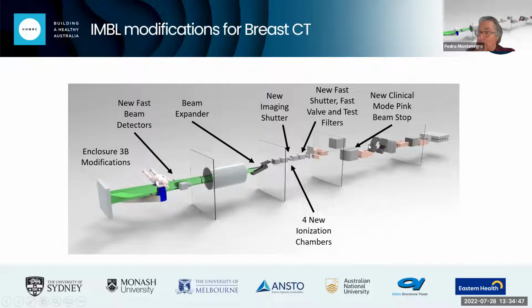So you could say it's not a very efficient system in terms of producing a lot of X-rays, but this is what we have to do in order to make the beamline safe. The first key component we designed and added is known as the clinical mode pink beam stop. This is a large block of tungsten with a small slot inside that is just the size of the beam we want to use for breast CT.